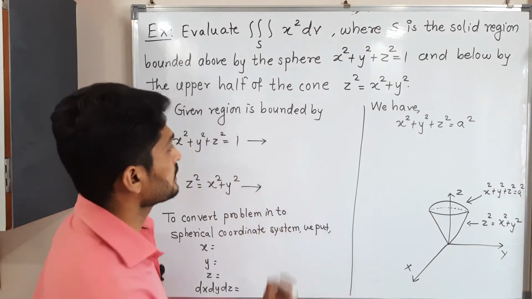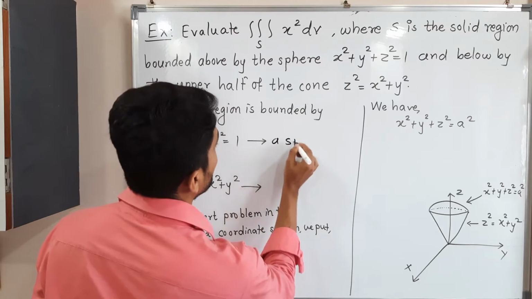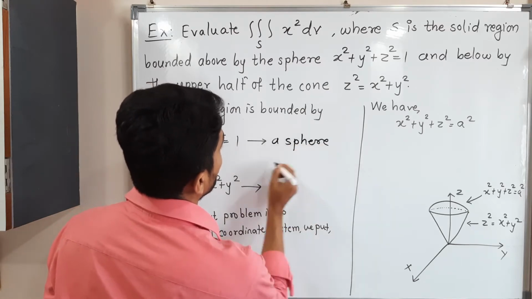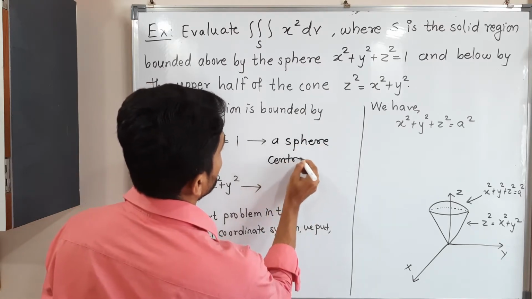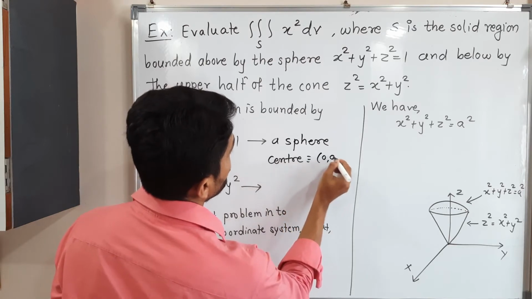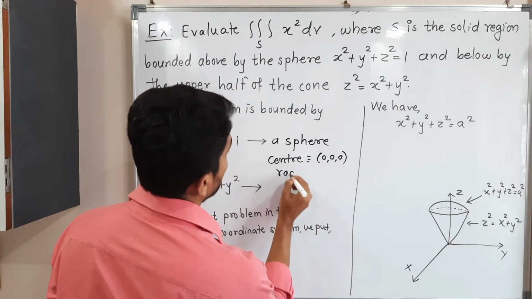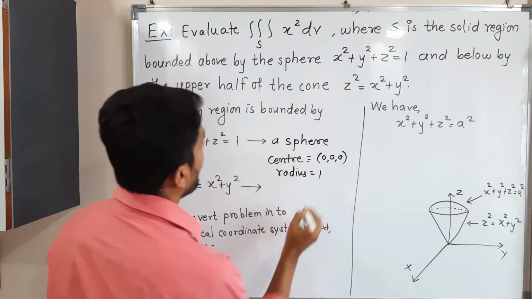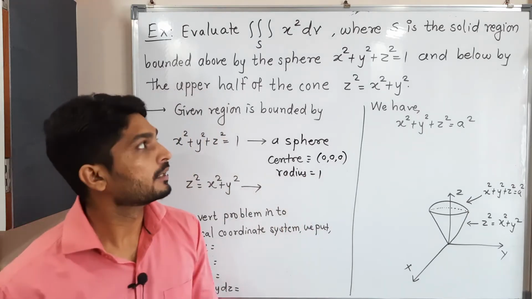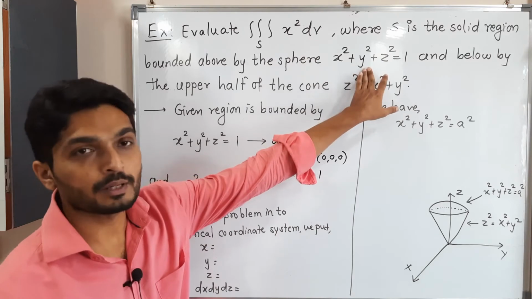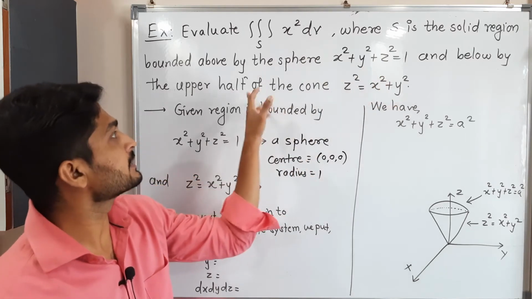A sphere. So this is a sphere with center. What will be its center? It's a standard sphere, so its center is 0, 0, 0. And what will be its radius? Radius is 1 since we have 1 here. Getting? And the region is bounded by the sphere as well as this cone also.